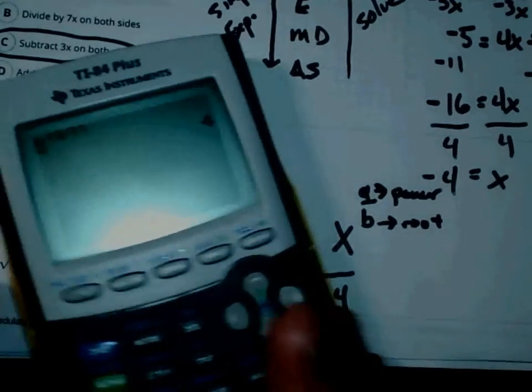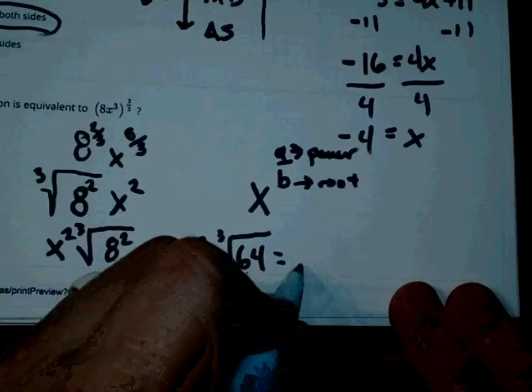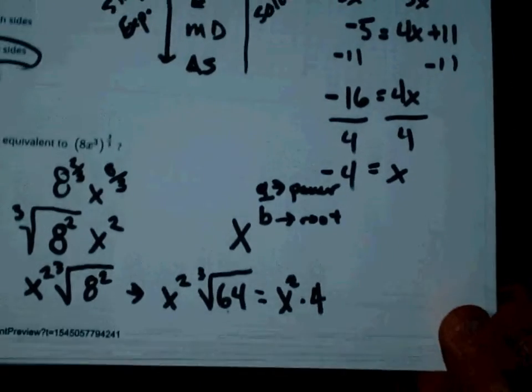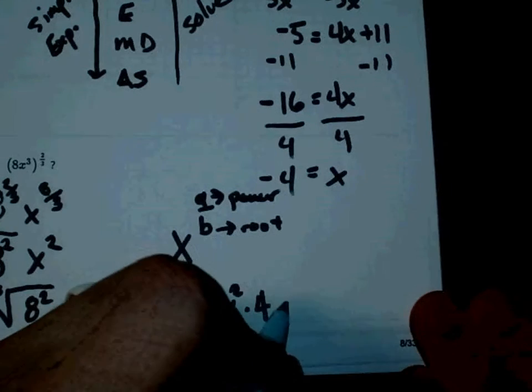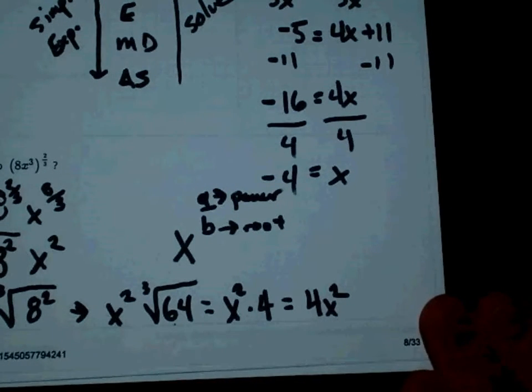And so, this right here is going to come down to x squared times 4. What is x squared times 4? 4x squared. Very good. Very good.